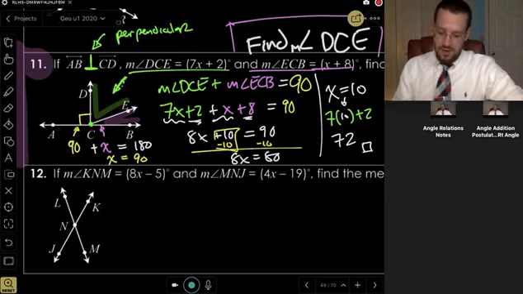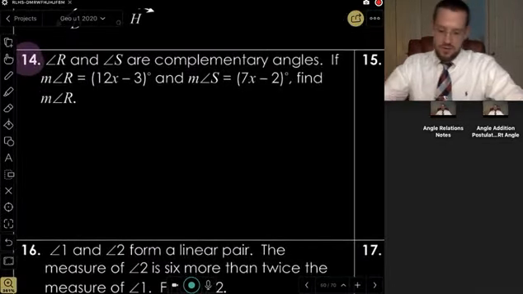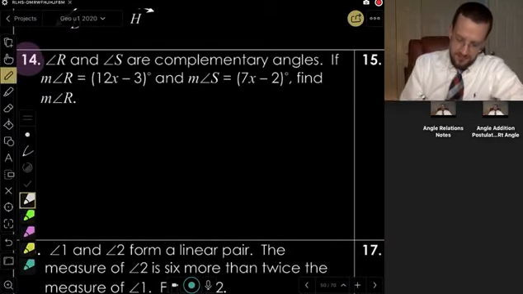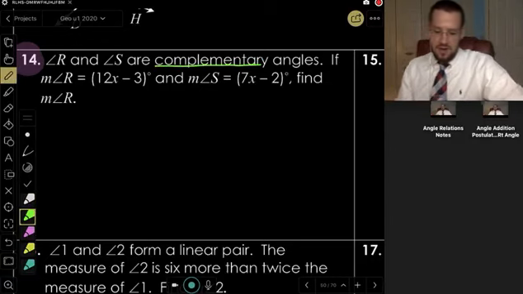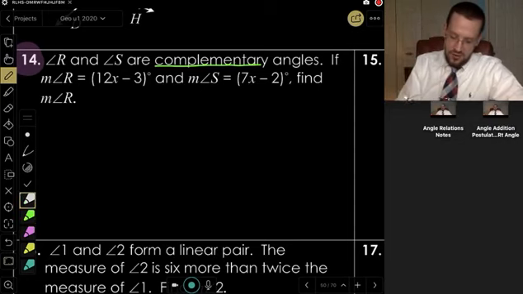Okay, so let us look at one more. Here we go with the words. It says R and S are complementary angles. If angle R is this and angle S is that, find angle R. Well, what is the key to complementary angles? They have an angle sum of how many?